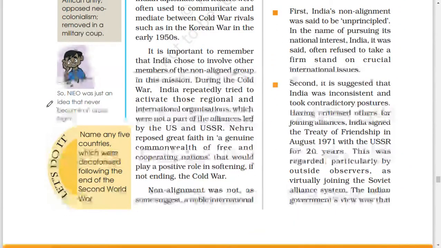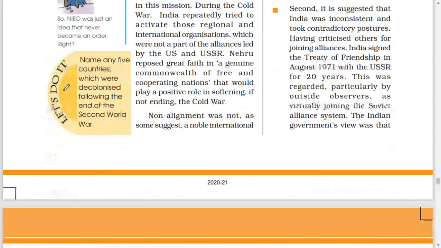So NIEO was just an idea that never became an order, right? Comment on this. Name any five countries which were decolonized following the end of the Second World War. Let's do it.